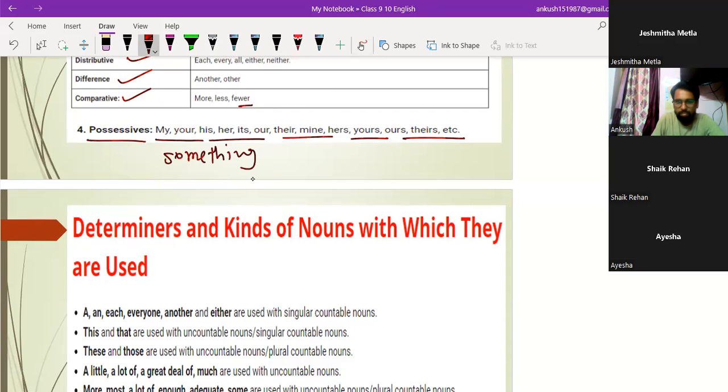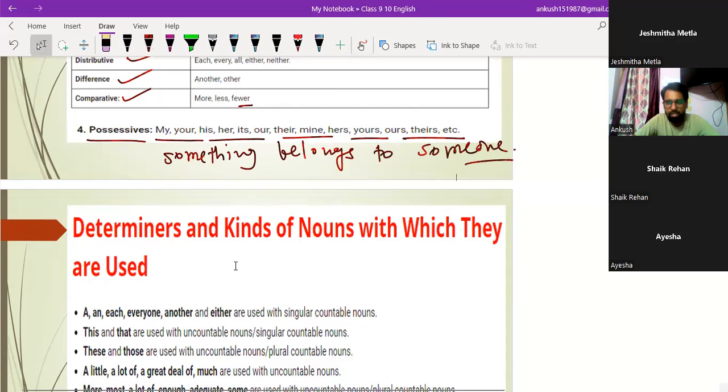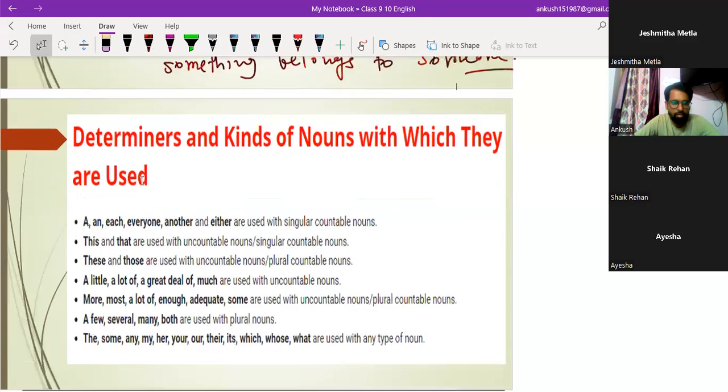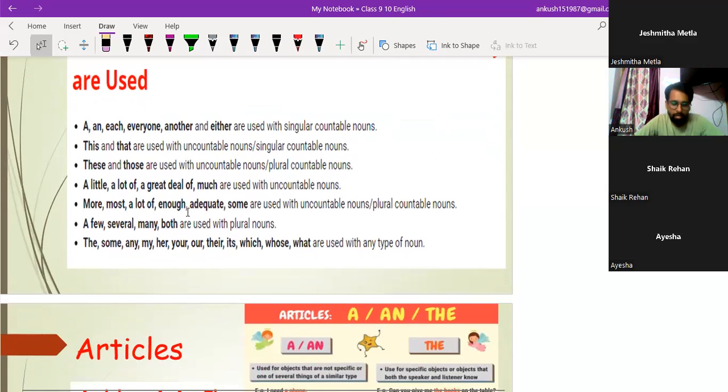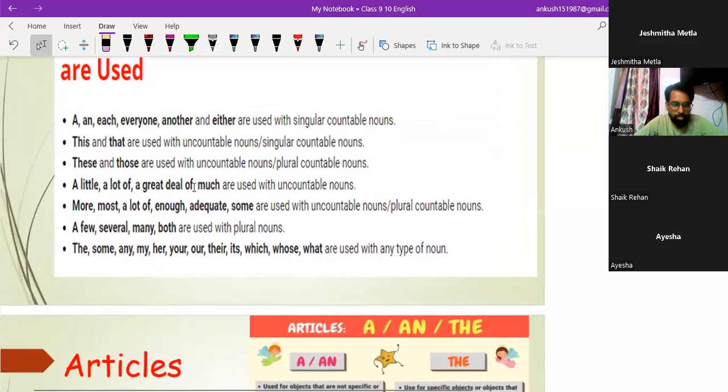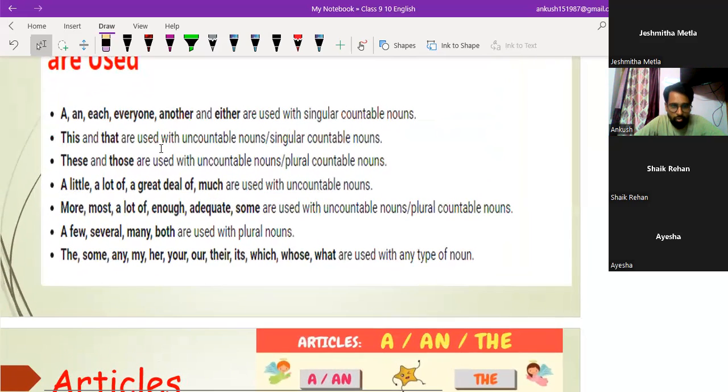Something belongs to someone. That is possessive. The word itself suggests the meaning: possessive means to have the possession of something. Now let us understand determiners and the kinds of nouns with which they are used. I am going to tell you the usage of determiners here.